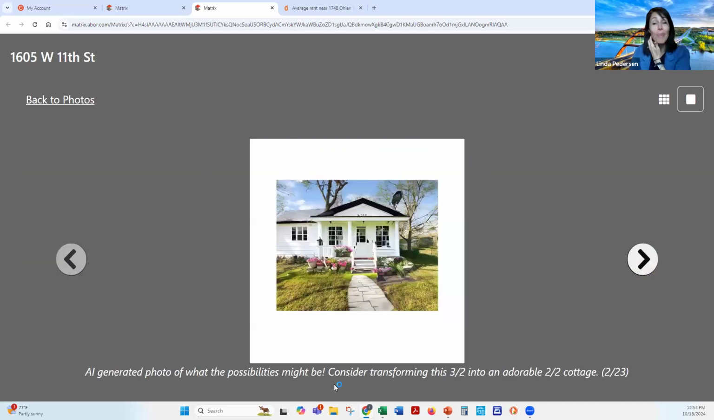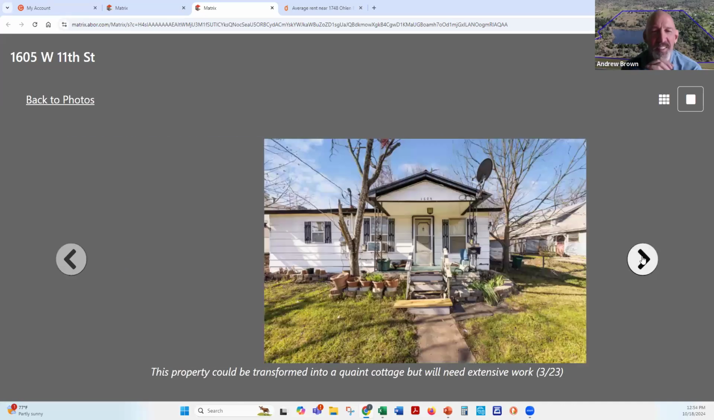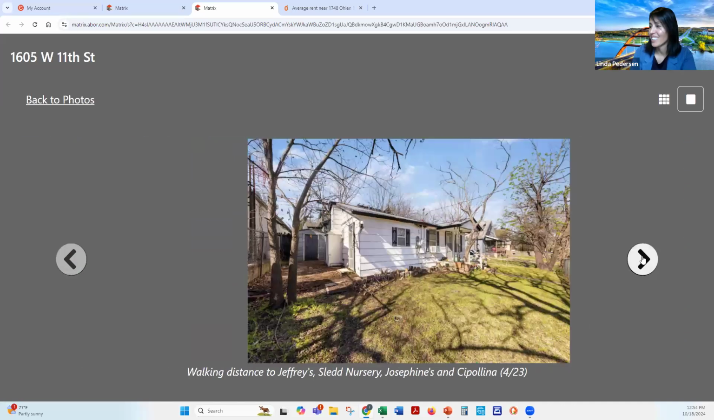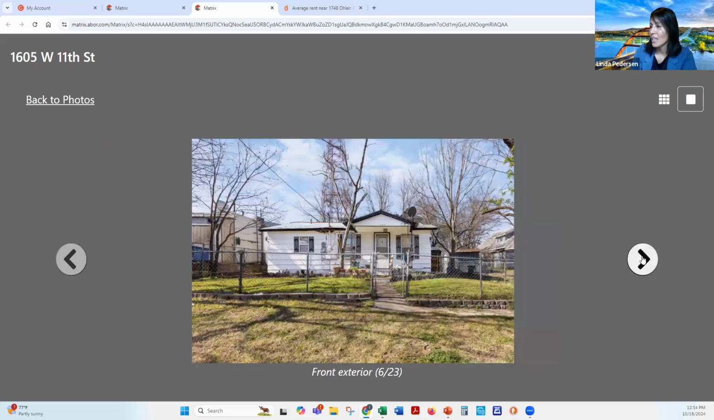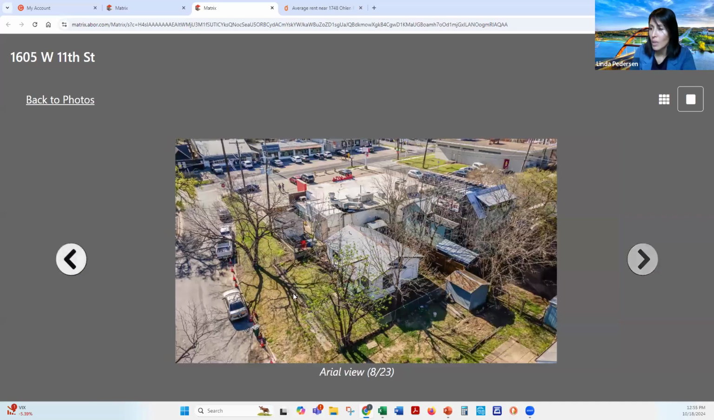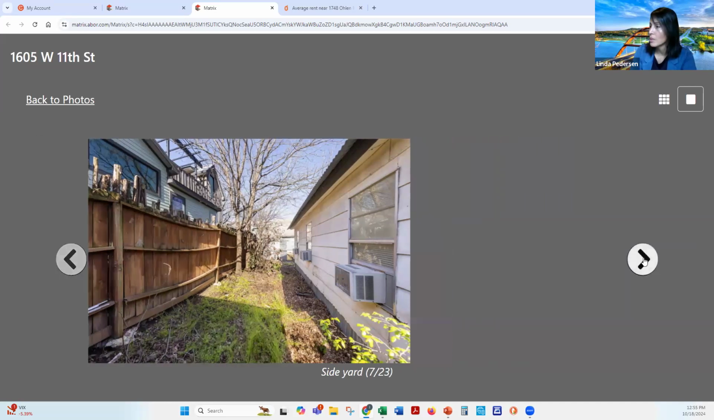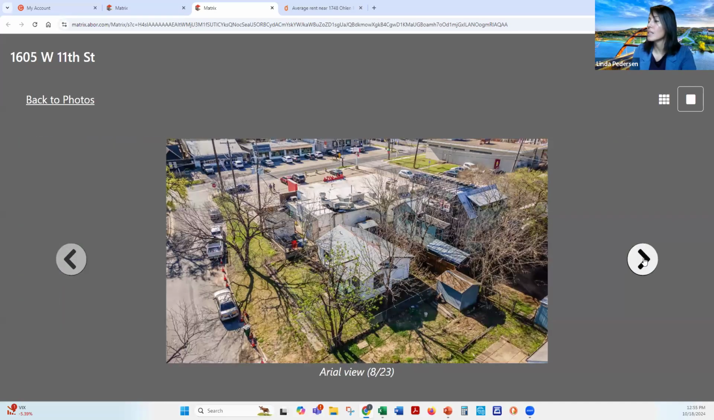AI generated photo of what's possible. Look at that. Interesting, they did a glamour shot. That's fantastic. So I don't know if that's asbestos siding. They obviously don't have central air. They've got window units. If you look at the foundation, it's on pier and beam, not a slab. Got a metal roof, but it's right next to commercial, right behind commercial.